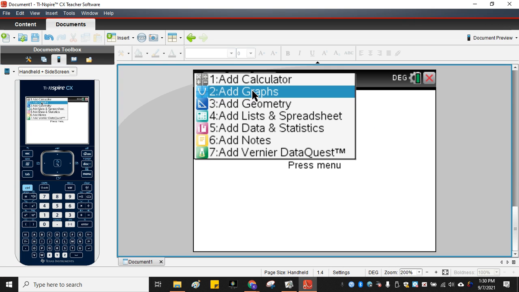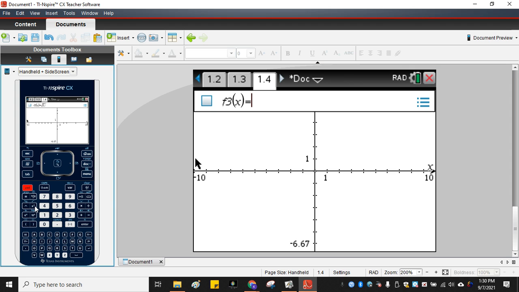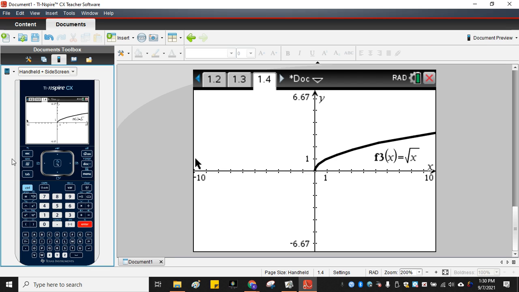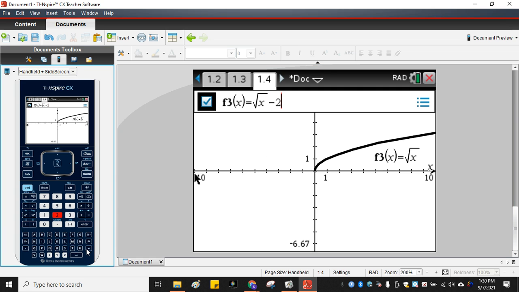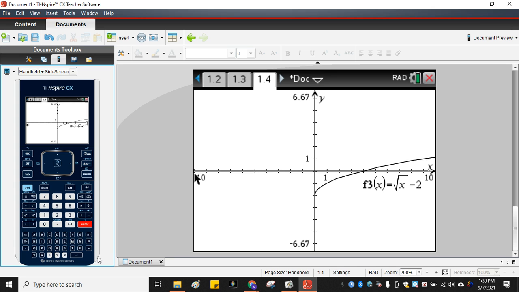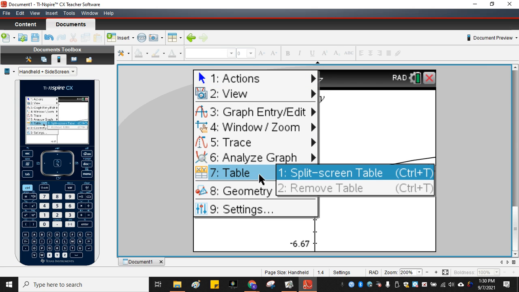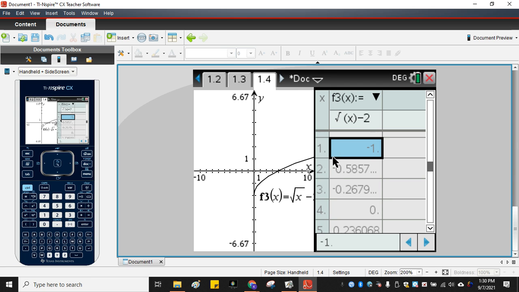In your calculator, you have the square root of x. And then the next one is what? Left 2? No. Down 2. So it'd be minus 2 on the outside. Moved it back down 2. And if you want to see your table on my calculator, you do menu, table, split screen. And there are your points.